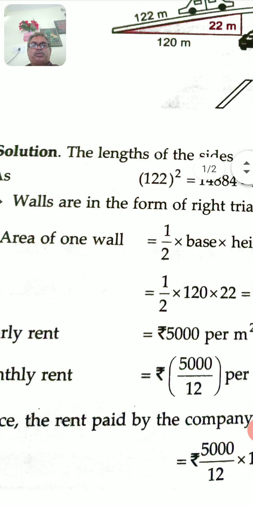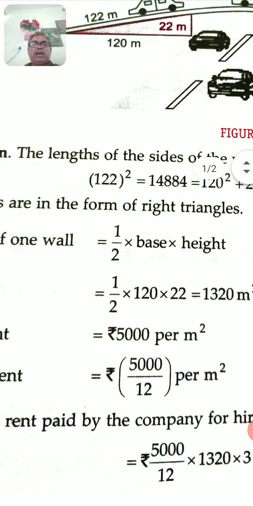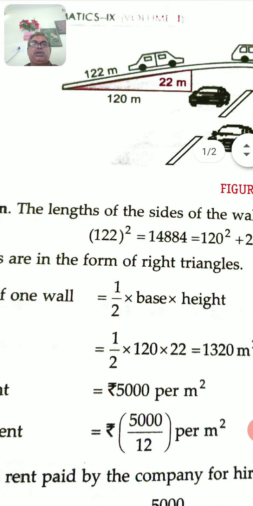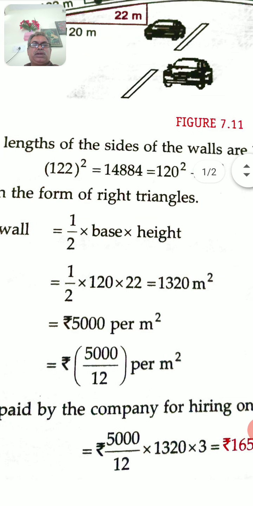So the area of one wall is equal to 1 by 2 base into height. Directly we can use this formula, no need to use Heron's formula. So 1 by 2 into 120, the base, into 22. The area is 1320 meter square.